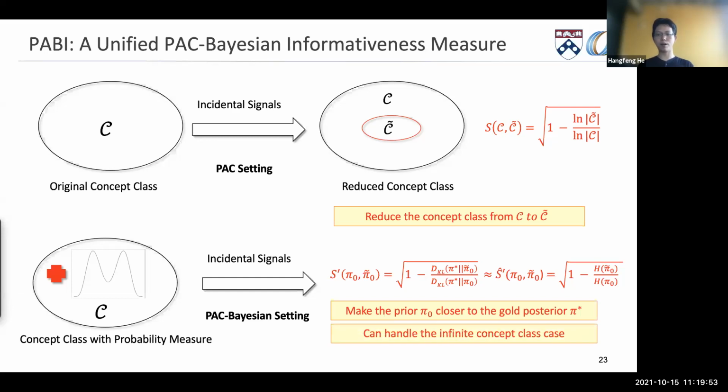The good news for PABI and its approximation is that they can handle infinite concept classes and probabilistic cases. A good thing is that for non-probabilistic cases, the three informativeness measures are equivalent. This equivalence not only indicates that the approximation of PABI is good, but also indicates the consistency between informativeness measures in the PAC setting and the PAC-Bayesian setting. In practice, we simply use the approximation of PABI, S prime hat, in our experiments.